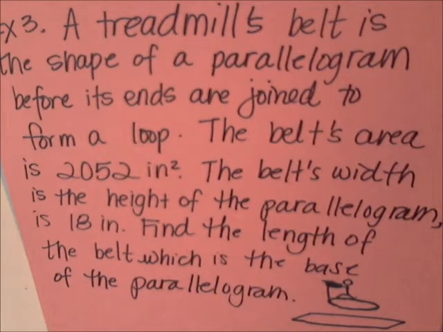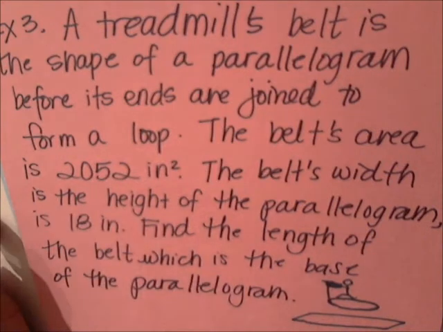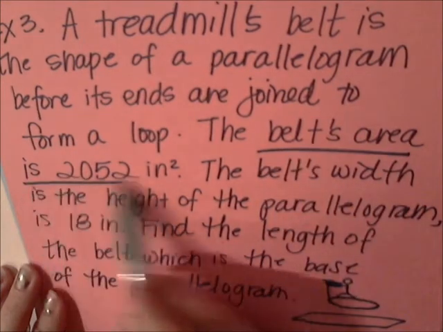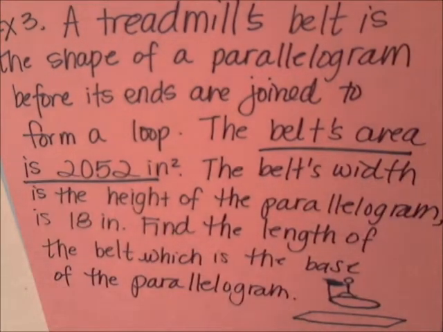A treadmill's belt is the shape of a parallelogram before the ends are joined to form a loop. That loop is what goes round and round so we can walk on it. The belt's area is 2,052 square inches. Okay, I think that's something that I need to remember. Belt's area. Okay, I am underlining that. The belt's width is the height of the parallelogram.